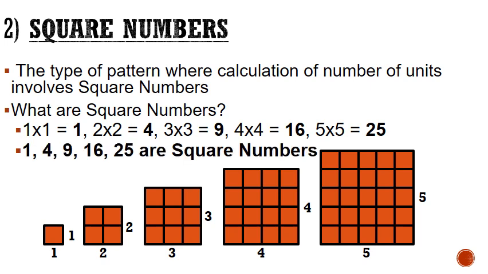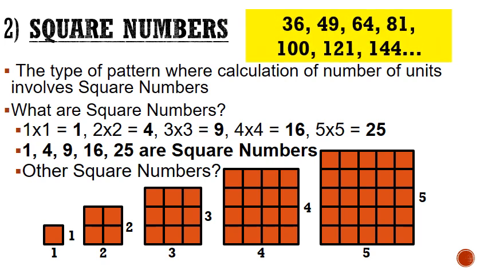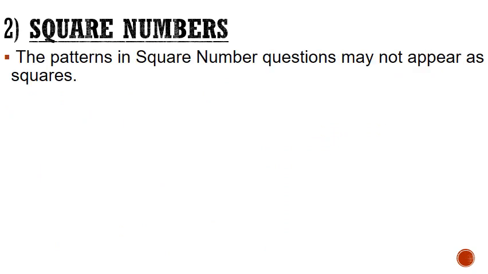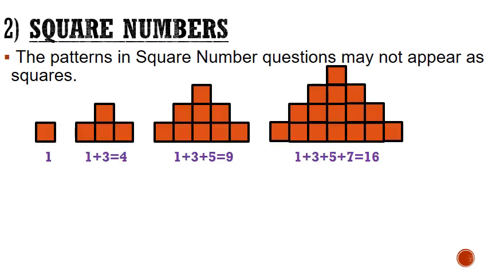So 1, 4, 9, 16, 25, 36, 49, and so on. These are square numbers. So what other square numbers can you think of? These are also square numbers. The patterns in the square number questions may not appear as squares. I'll give you an example.